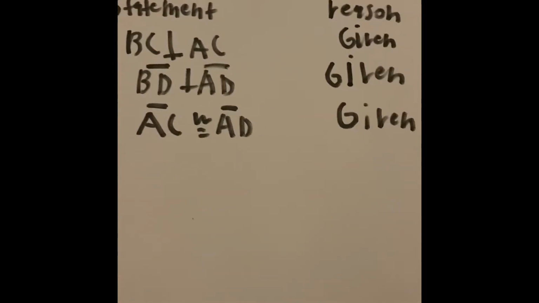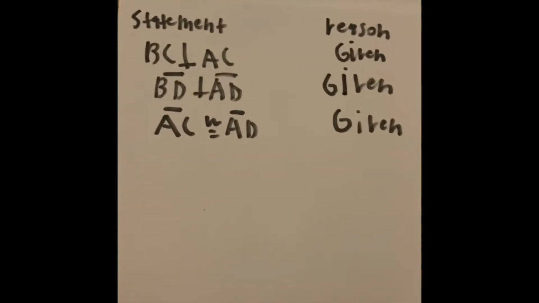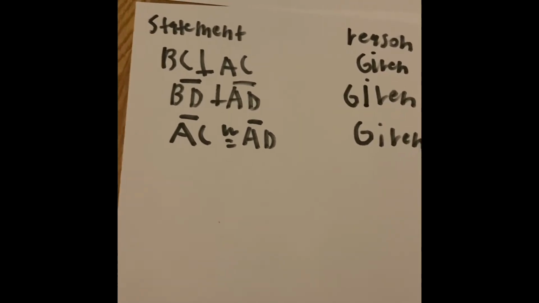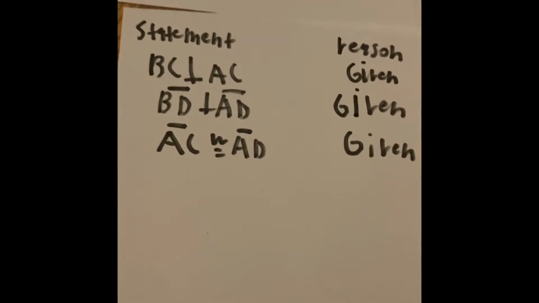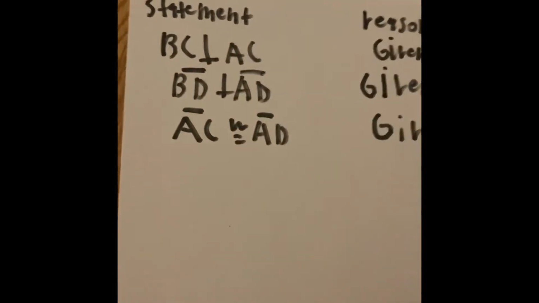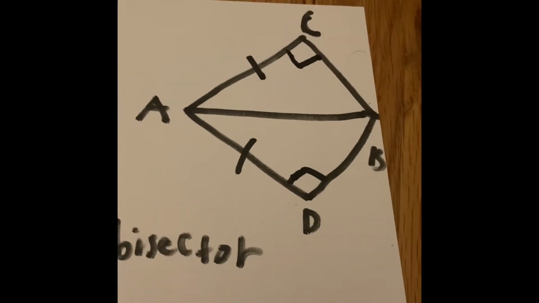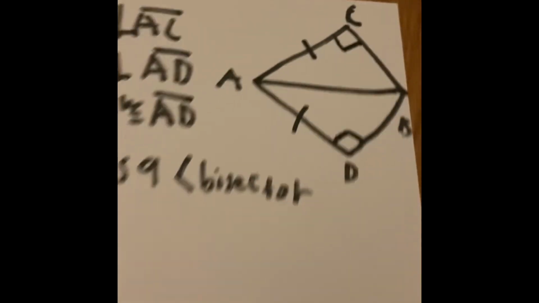We have a statement and a reason. These three statements were all given to us, literally given to us. So what can we say first about this proof? Well, the first thing that you might want to catch with your eye is the perpendiculars and how we drew the right angles. We are not sure that they are right angles unless we prove it and show it.